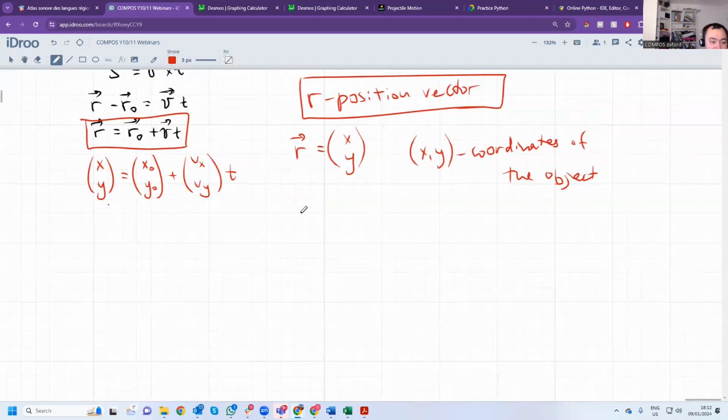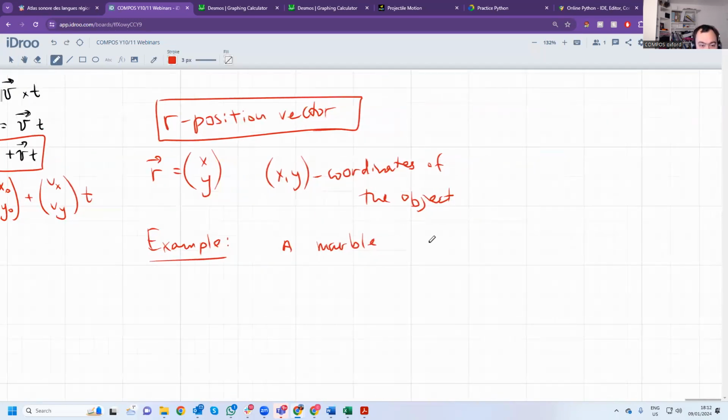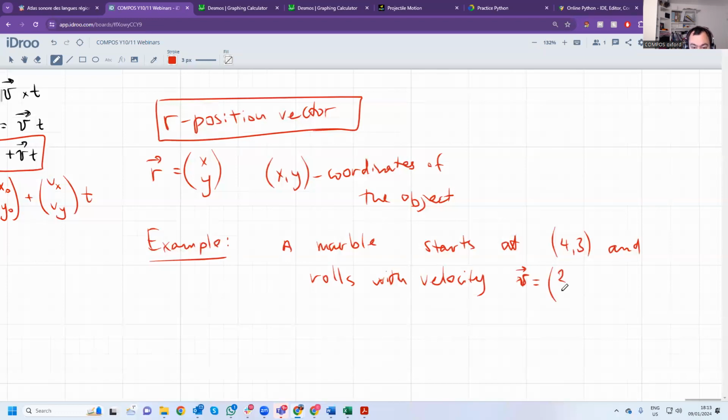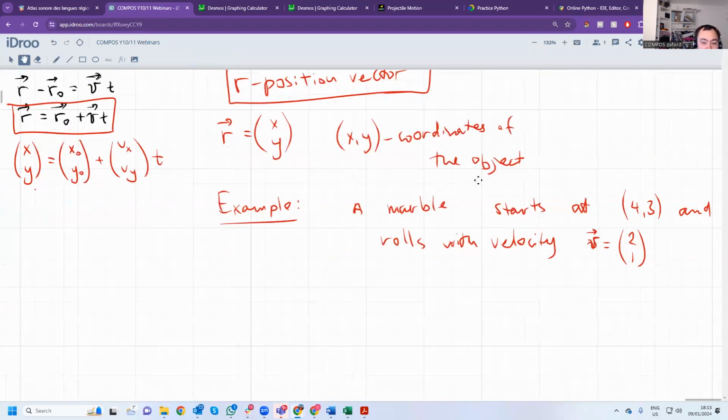Imagine, so an example. A marble starts at 4, 3 and rolls with velocity v equals 2, 1 meters per second. So what would the equation look like?